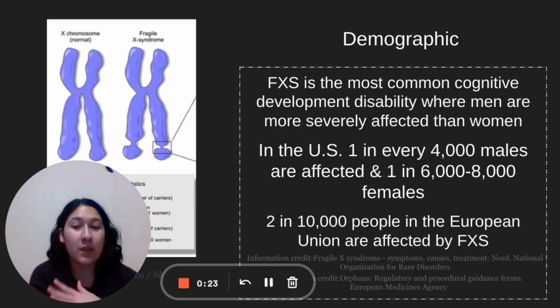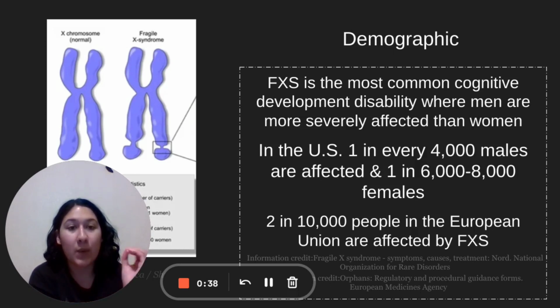So this checks out. That does make sense because with females, they have an extra X chromosome to help if the first X chromosome is affected in any way, whereas males do not. They only have one X chromosome. So that makes sense why males are more affected than females.